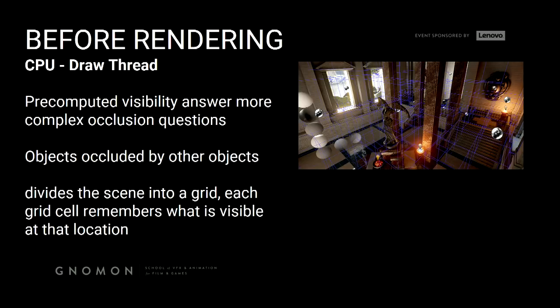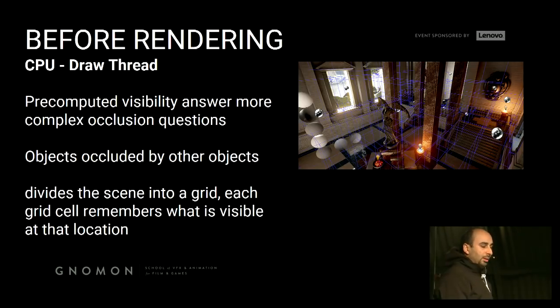Okay, so the third technique is pre-computed visibility. Now, this technique is very nice because it can answer more complex questions, for example, if an object is occluded behind another object. The way it does it, it divides your scene into a grid of cubes, which are called cells. On each one of those cells, it calculates the visibility of the objects within that cell and stores it for the game to use at runtime.